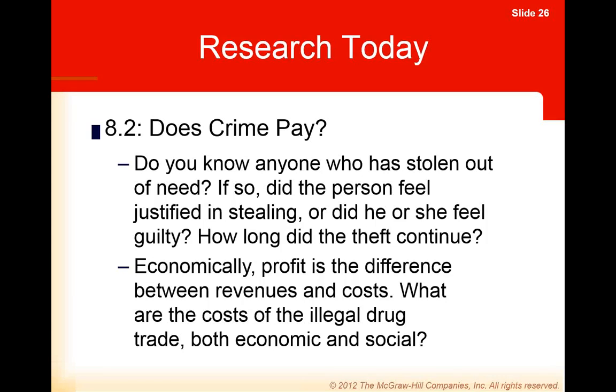So the social costs, well, people who become addicts can have their lives shattered. They can wind up losing everything. They can wind up losing their home, losing their family, losing their jobs. It can have some pretty devastating costs.